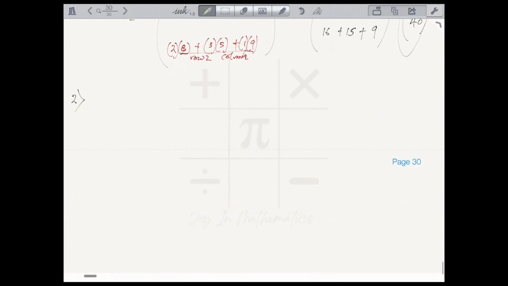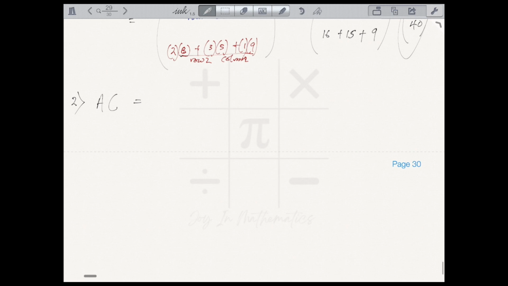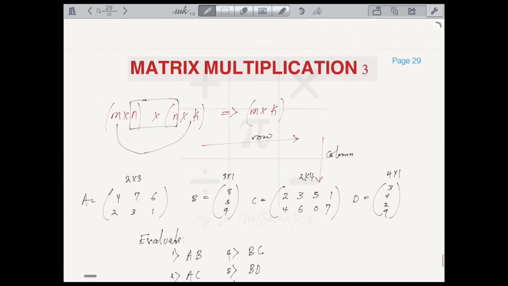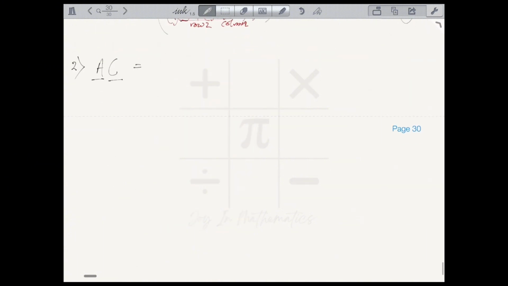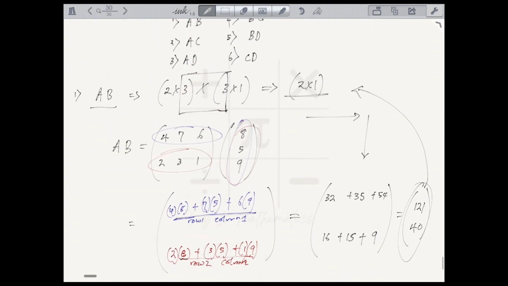Question 2 says AC. Remember, the first thing we do when we have matrix multiplication questions is to check if it is possible. What is the matrix order or dimension of A? What is the matrix order of C? A is a 2 by 3 matrix, C is a 2 by 4 matrix. Let's see if it's possible. A 2 by 3 matrix multiplied by a 2 by 4 matrix. Is this possible? No, not possible. So we just write there, not possible. Let's proceed on. Now that we have AC, the next question says AD.